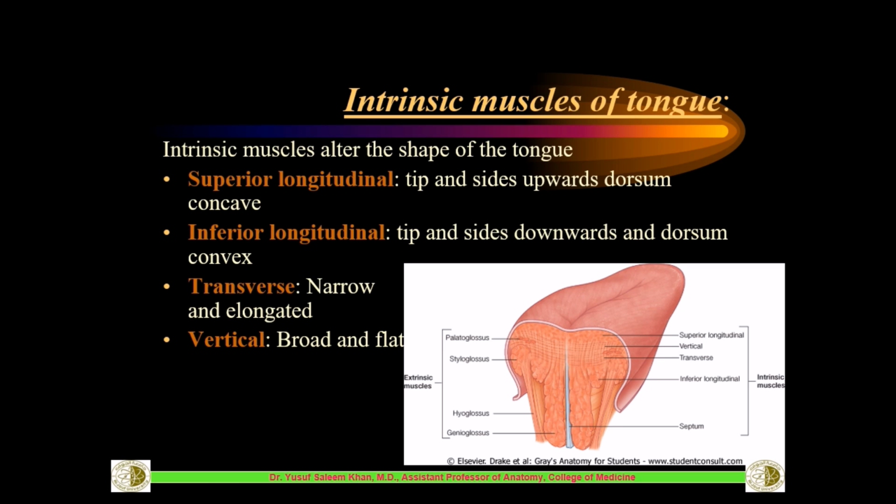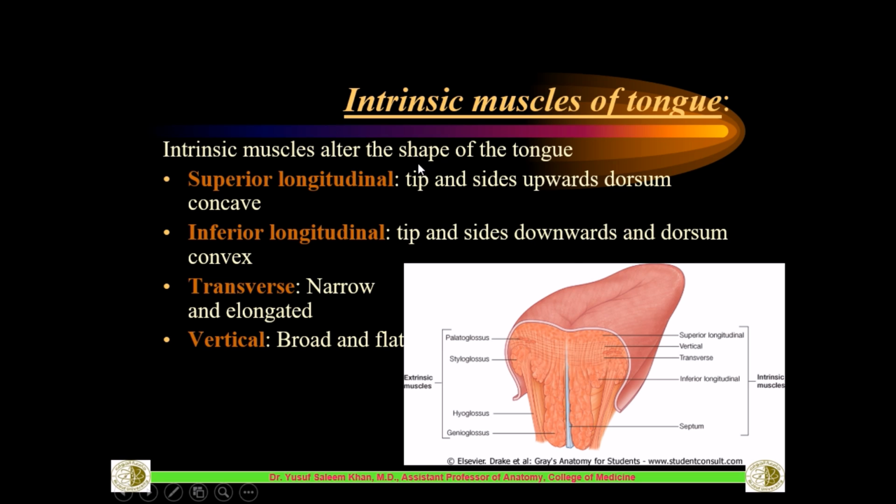Then coming to the intrinsic muscles, called intrinsic because they are within the tongue, they are not from outside. These intrinsic muscles help in altering the shape of the tongue. Especially there are four different types of muscle. We have the superior longitudinal, which are the longitudinal muscles above. Then we have the inferior longitudinal muscles, which are from the root to the tip. Then we have the transverse muscles, and we have the vertical muscles.